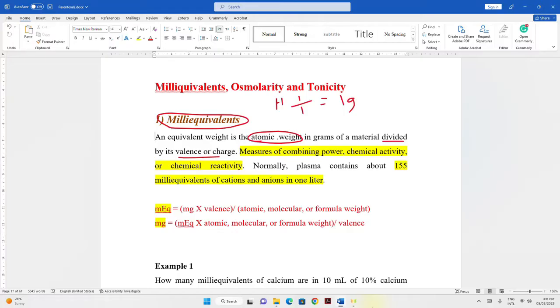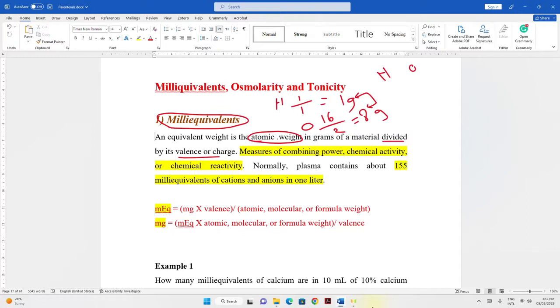If we look at oxygen, oxygen has an atomic mass or atomic weight of 16 and a valence or charge of 2. That's why it will give us 8 grams. Now, what does that mean? It means, for example, in hydrogen combining with oxygen, 1 gram of hydrogen will be needed to combine with 8 grams of oxygen. 1 gram of hydrogen combines with 8 grams of oxygen.